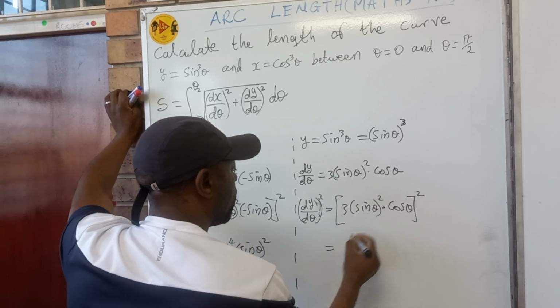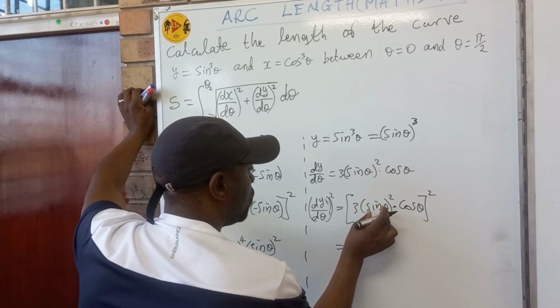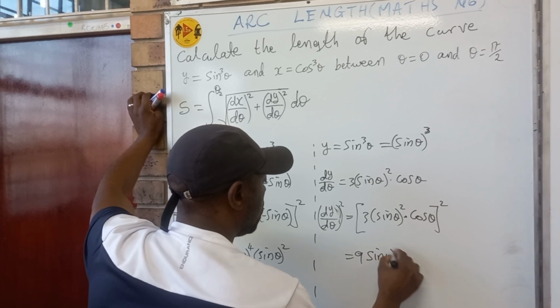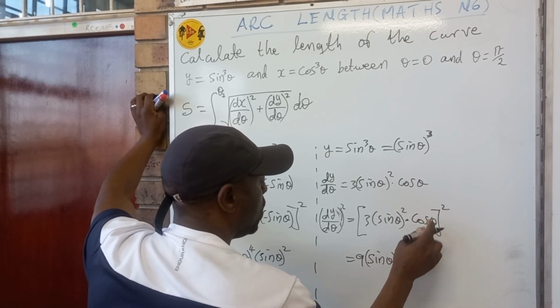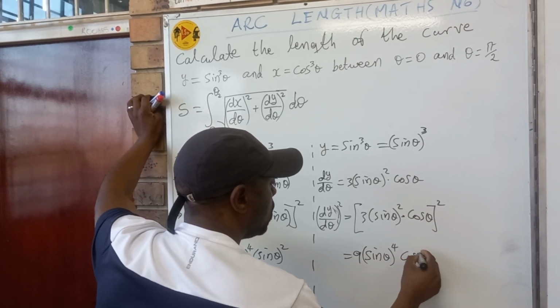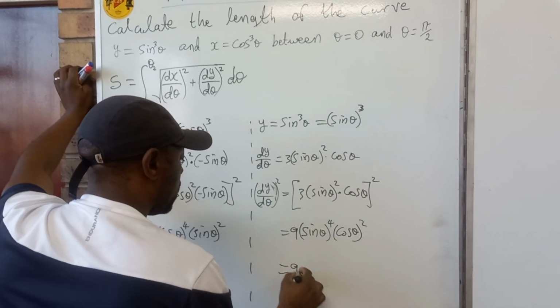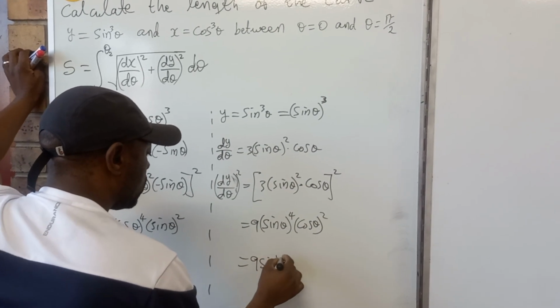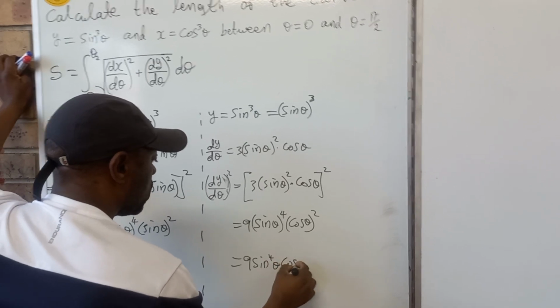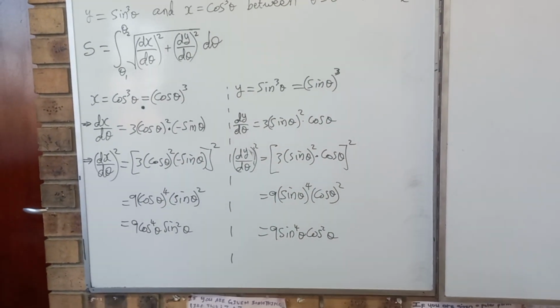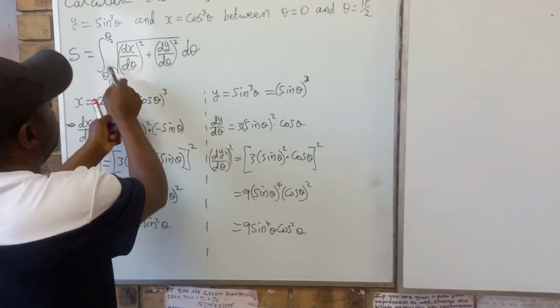If you square 3, you create a 9. You square sine squared, it gives you sine theta to the power 4. Then you square cos, it gives you cos theta all squared, which can now be written as 9 sine to the power 4 theta cos squared theta. So guys, that is how we simplify the two items hidden under the square root.